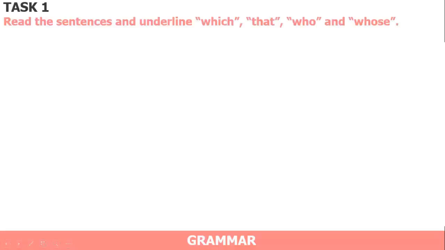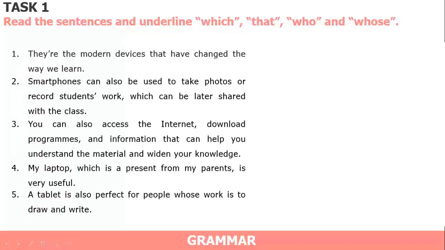We have just finished the pronunciation section. We next move on to the last part, grammar. Let's look at task 1, page 28 in your textbook. Read the sentences from Getting Started and underline which, that, who, and whose in each sentence. Look at the 5 sentences. Read through and underline which, that, who, and whose in each sentence. 1 minute for you.